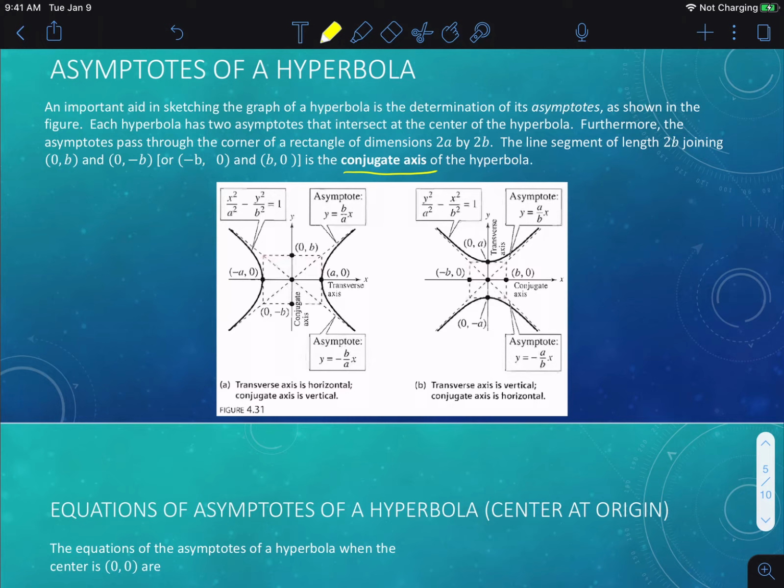So we've talked about the transverse axis, which contains the foci and the vertices, and that perpendicular line that passes through the center is referred to as the conjugate axis. So just know where your transverse axis is and your conjugate axis is, and that gives you a good guide for how to write the equation of a hyperbola.